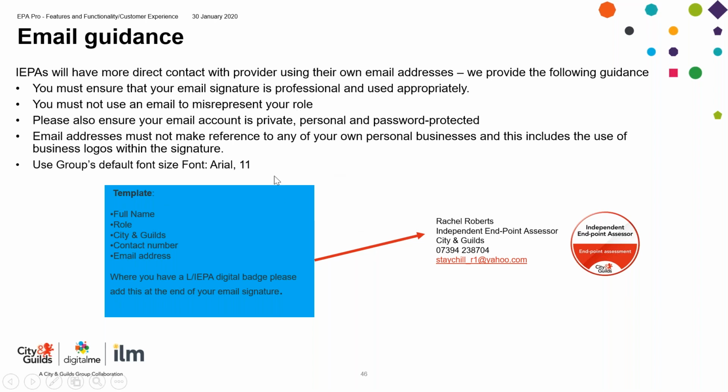What we are doing is providing email guidance about how people should use their email, and also how to put together an email signature so that when you are contacting the provider, there is a standard approach, accompanied by the independent assessor badge. There is some guidance here about the email signature. It shouldn't be used to misrepresent your role, and it shouldn't be a work account as well. So we're going to be issuing some guidance to our IEPAs about how they use their personal emails when they contact the provider. Okay. Any questions at that point?